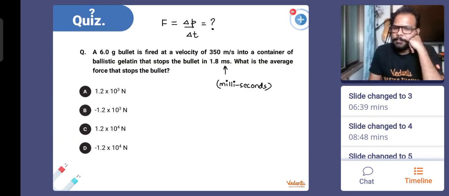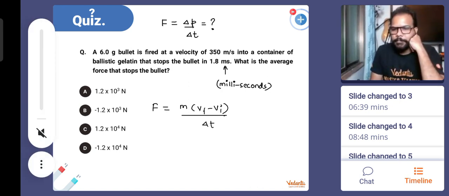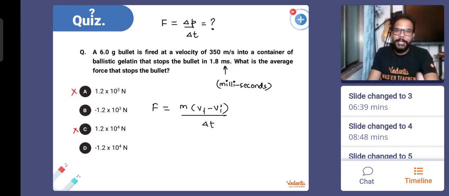Not very impressed. Why could you not solve it? The force is going to be m into v final minus v initial upon change in time. Which of these options can I certainly eliminate? I can eliminate A and C. Why? Because final velocity is 0, so definitely the answer is going to be negative. Right? You should have figured this out.